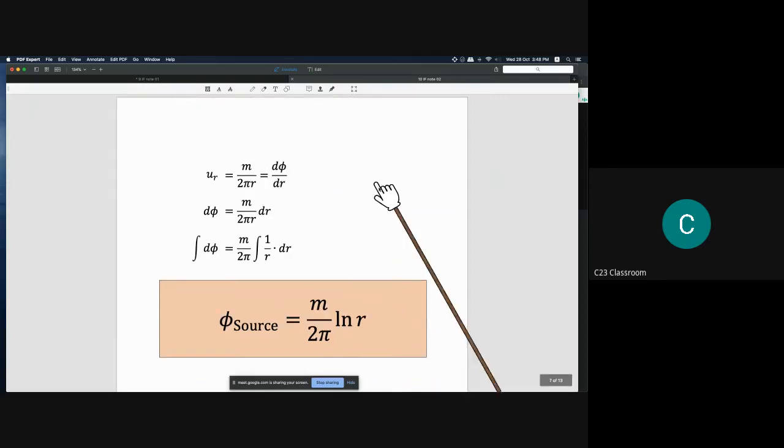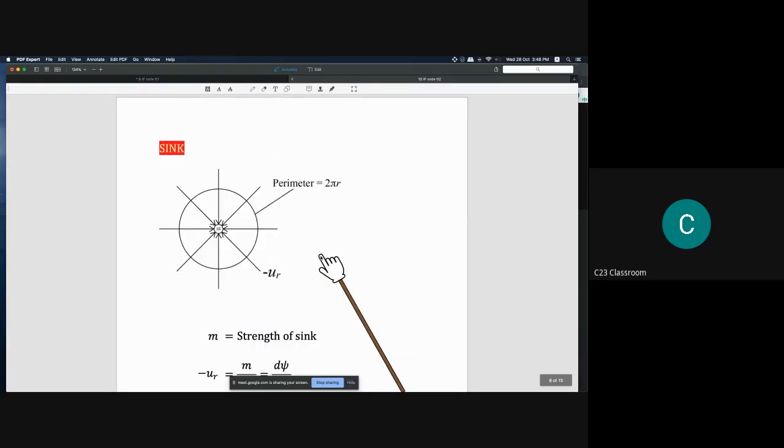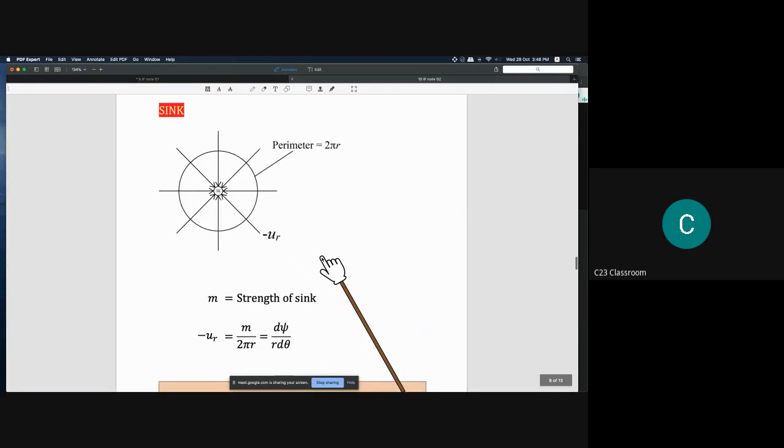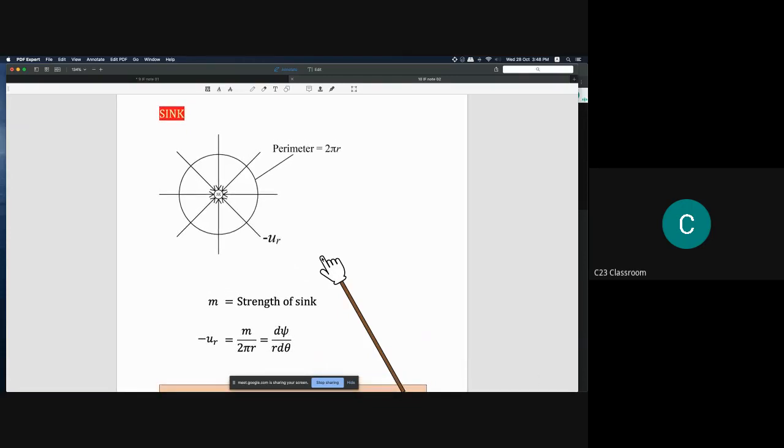So, I hope you could snap these notes. The phi for source is m over 2 pi ln r. It depends on the same calculation, and the integral of this one will give you ln r. And then for sink, it is the reverse phenomenon of source.